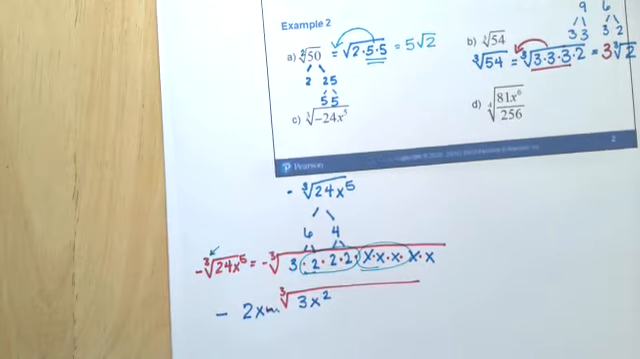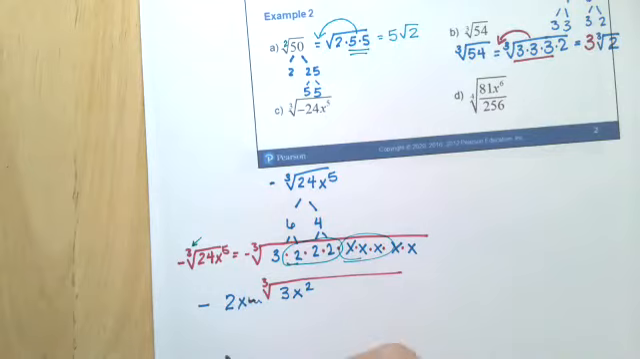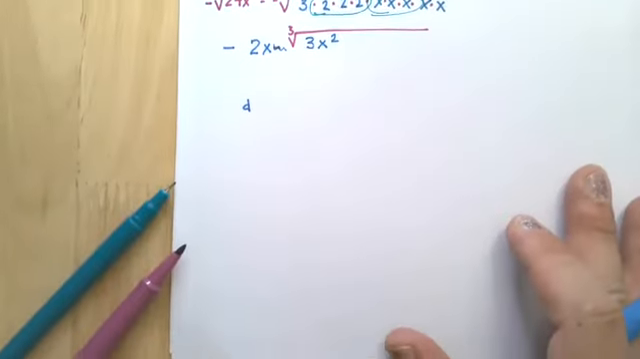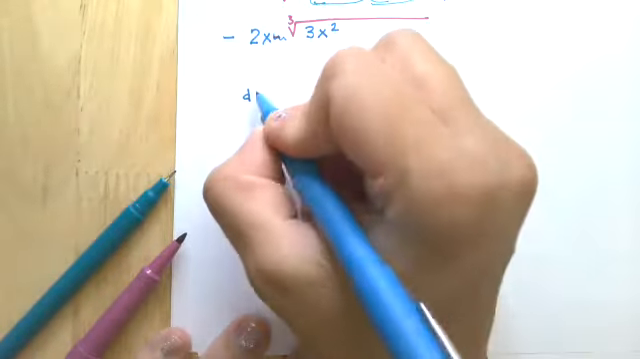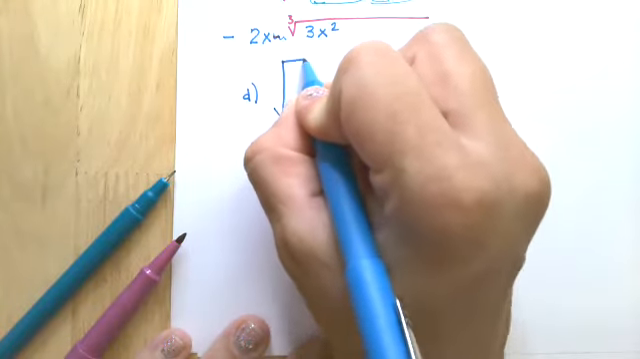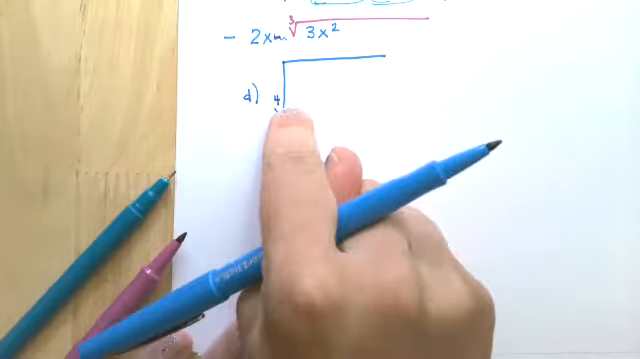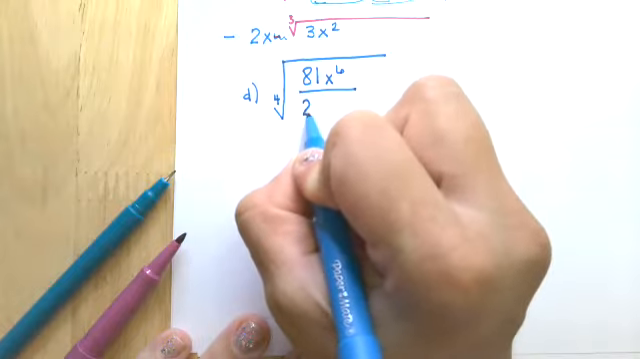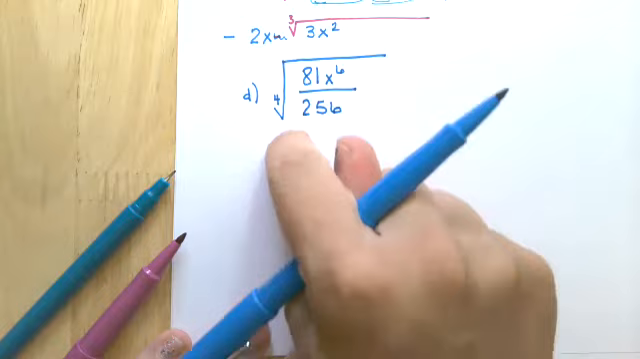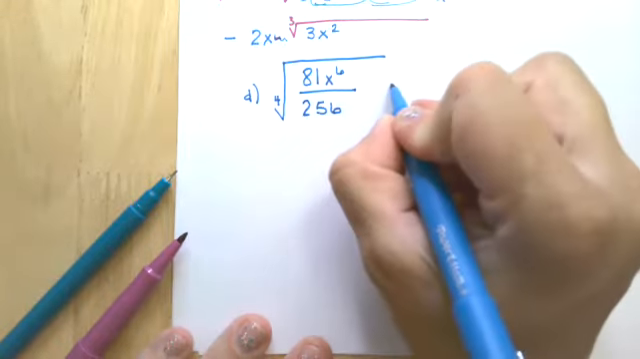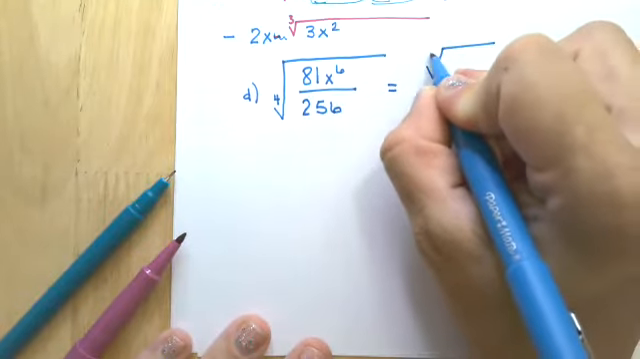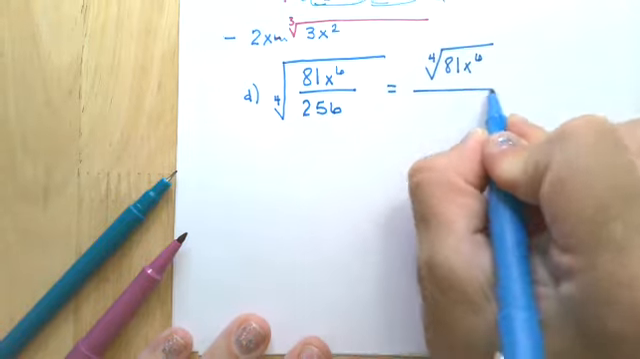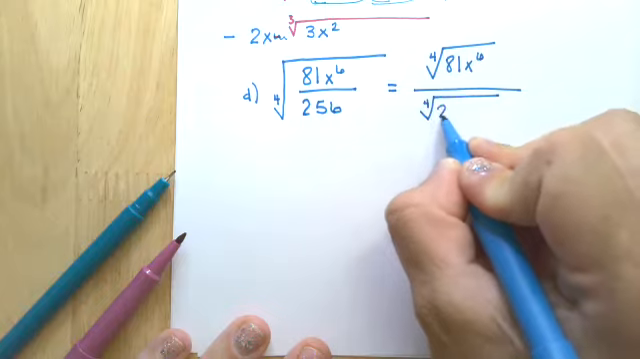All right. Example D. We call this the 4th root, except for number 4. The 4th root of 81x to the 6th over 256. I'm going to distribute the radical. So that becomes the 4th root of 81x to the 6th over the 4th root of 256.